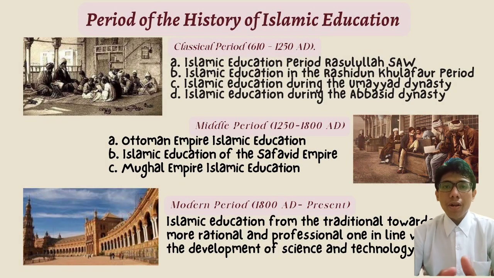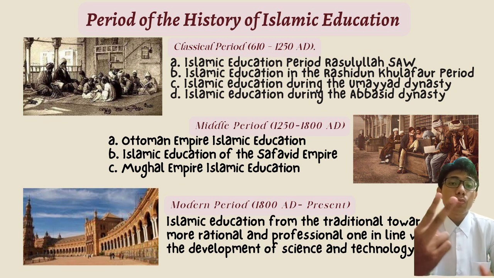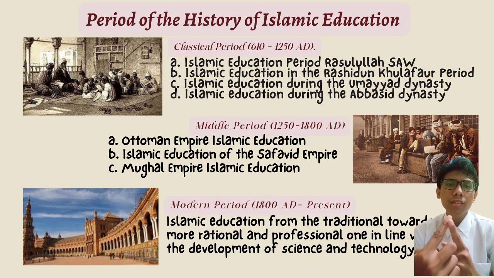Okay, next is the period of history of Islamic education. First is the classical period. The Islamic education period of Rasulullah Sallallahu Alaihi Wasallam. In the life of the Prophet, the educational process took place in two patterns. Number one is the pattern of Makkah education, and the second one is the pattern of Medina education. The Prophet introduced and invited people to contemplate the power of God, read, change the habits of people who worship other than God, and change the moral order of society.